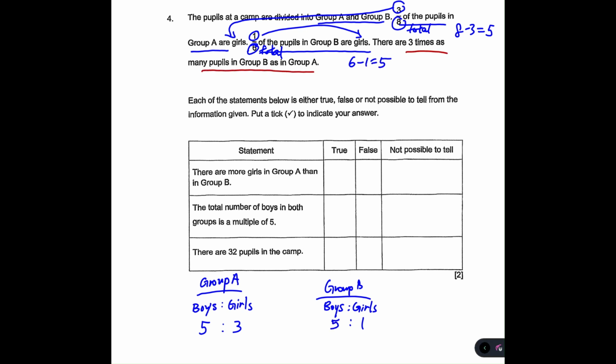The next sentence says that there are 3 times as many pupils in group B as in group A. So group B should have 3 times the total, 3 times of group A. So now let's find out the total, which is the 8 and the 6, which is the denominators of the 2 fractions given in the question. Now, group B needs to have 3 times, and group A already has 8 units. So 3 times of 8, that will be 24.